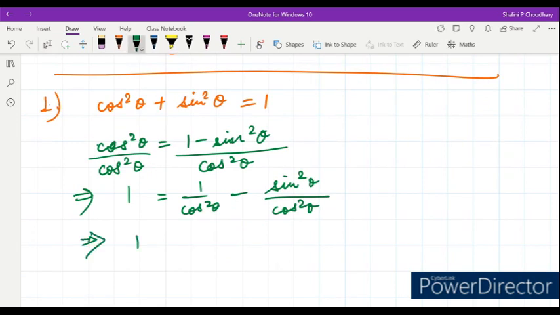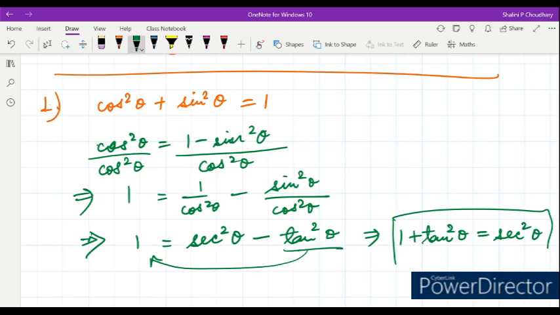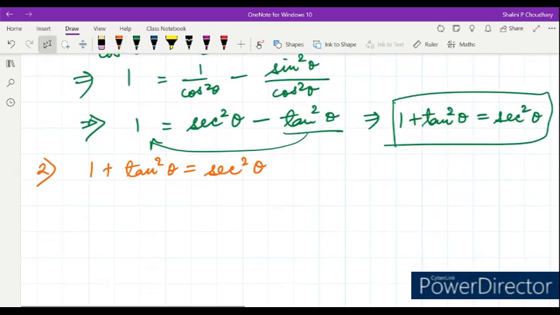So 1 upon cos square theta will be equal to sec square theta, and sine square theta upon cos square theta will be tan square theta, right? If this is minus, we'll move this side, so what we'll get? We will get 1 plus tan square theta is equal to sec square theta, right? So another formula that we got, formula number 2, is 1 plus tan square theta is equal to sec square theta, right? Now some more trigonometric functions and some formulas we will find out.